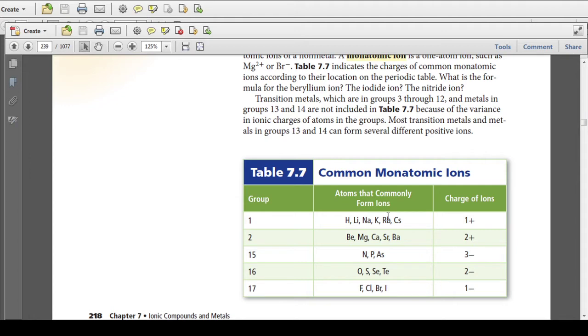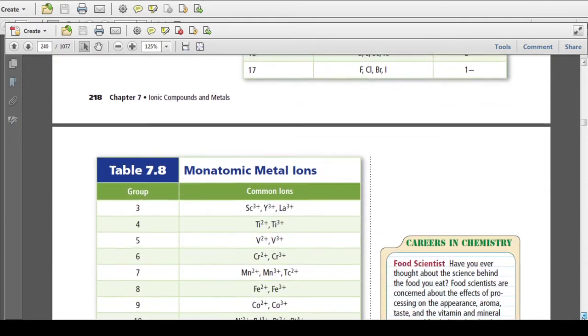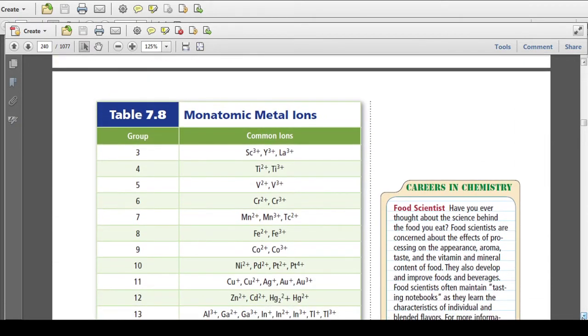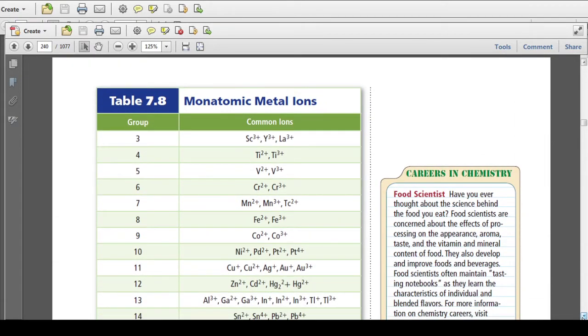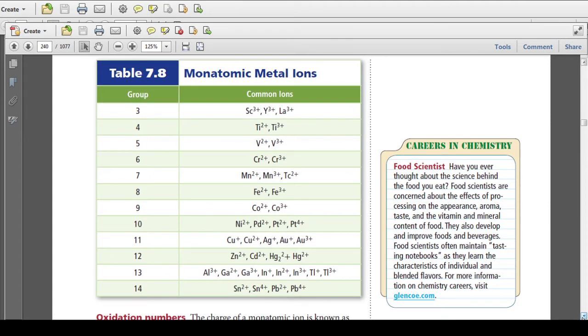Transition metals, which are in groups 3 through 12, and metals in groups 13 and 14 are not included because of the variance in ionic charges of atoms in the group. Most transition metals and metals in group 13 and 14 can form several different positive ions. And again, these are your post-transition metals that can do that. So here in table 7.8 are some monoatomic metal ions. You can have the same element, but they'll have different charges.